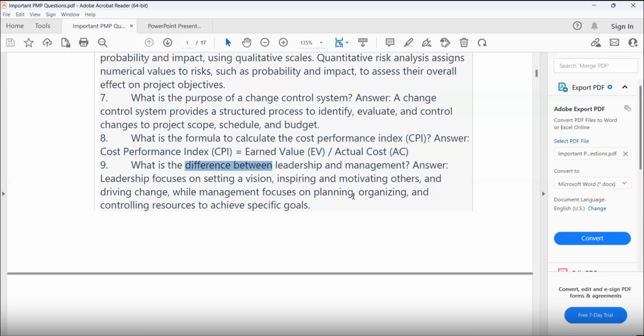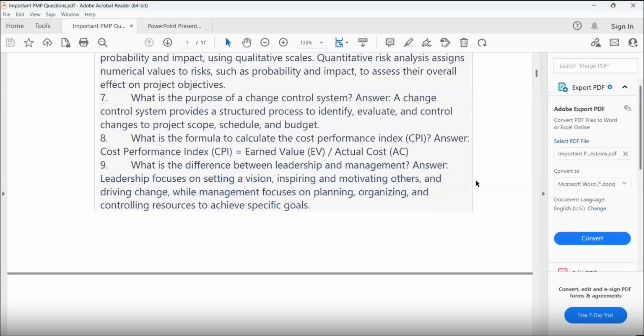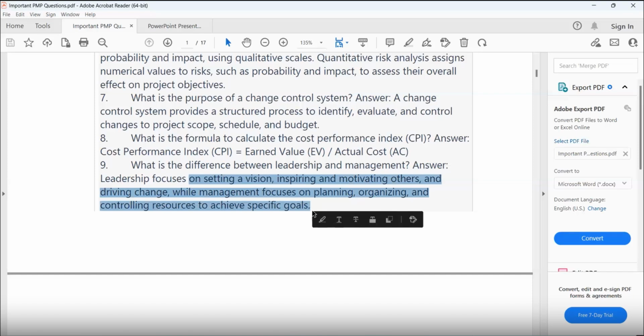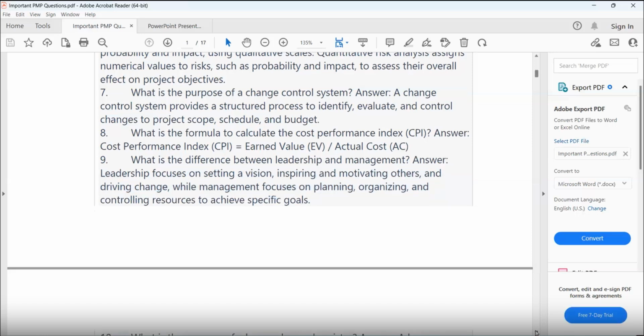What is the difference between leadership and management? You remember this one? Yes, yes. What is the difference between? So leadership focuses on setting a vision, inspiring and motivating others, and driving change, while management focuses on planning, organizing, and controlling resources to achieve goals.